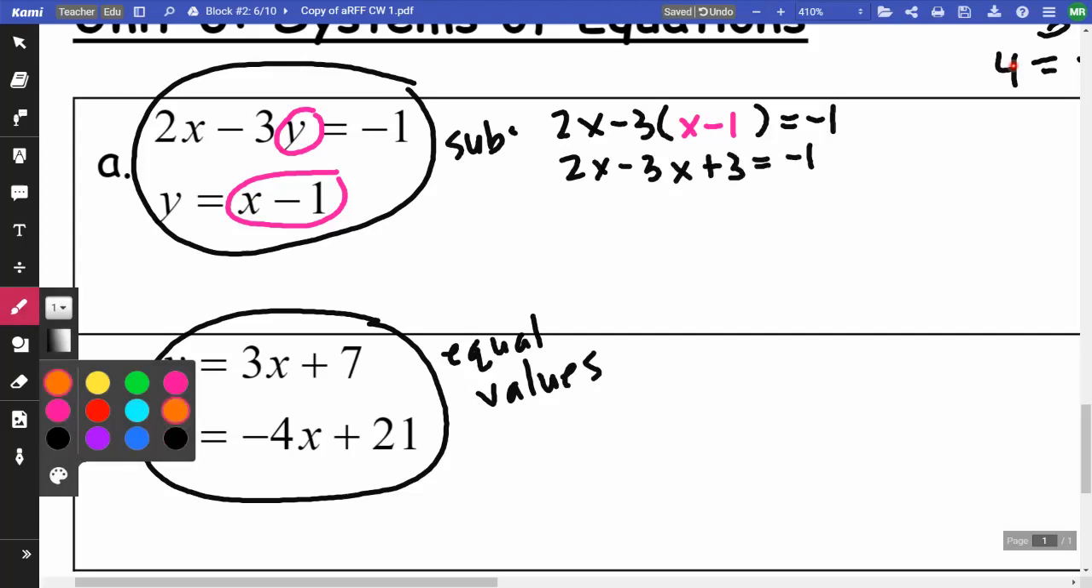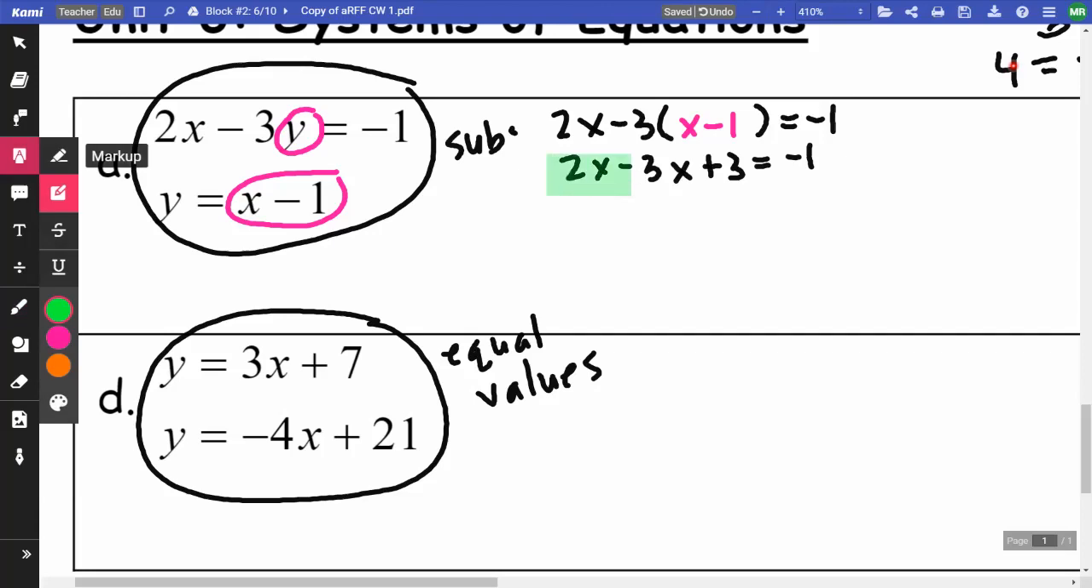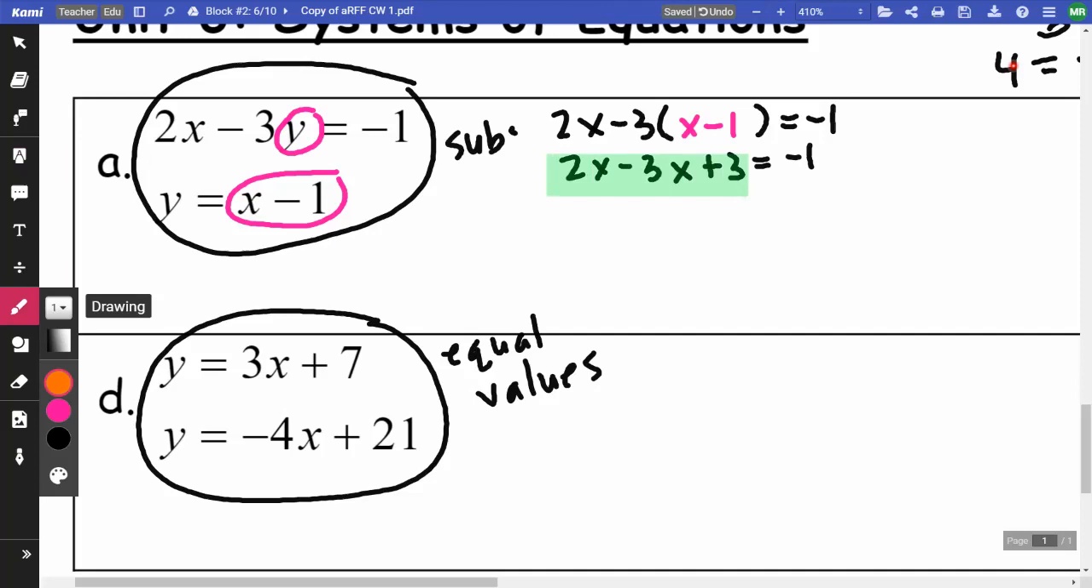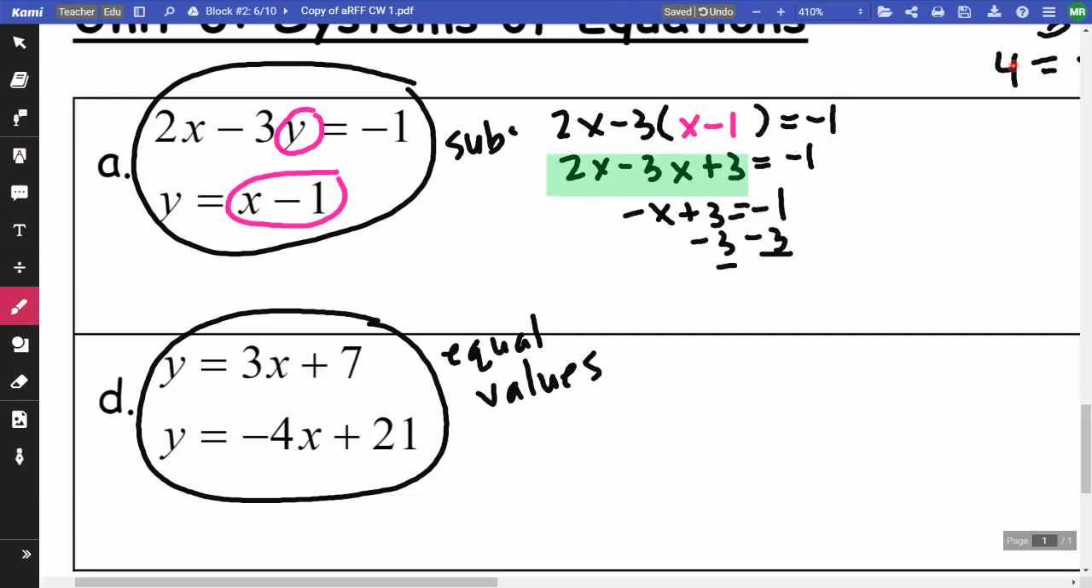Anytime you have stuff on the same side, if you can clean it up and combine it, you need to combine like terms. So I have a 2x and a -3x. That's going to be a -x plus 3. I'm going to minus 3 from both sides. I get -x is equal to -4, and you got to be careful. We don't want -x, so you can divide by a -1, or really just make it opposite, and I get x is equal to 4.